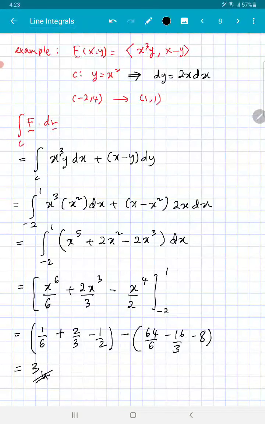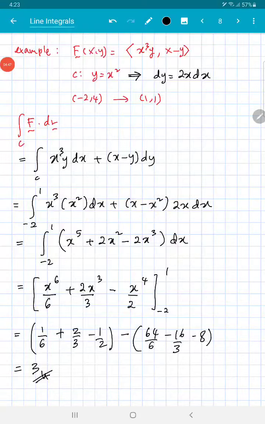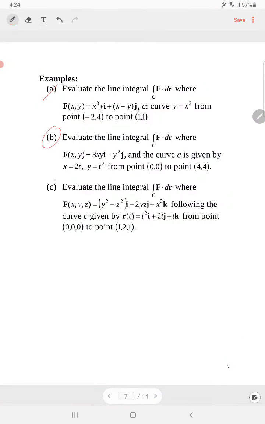Okay, so that is our first example for line integral on the xy plane. Alright, now let's look at the second example. I'm going to skip B here and go straight to C, because if you understand C, definitely you will be able to evaluate B. So I'm going to give you one example for line integral in xyz space and one in the xy plane.